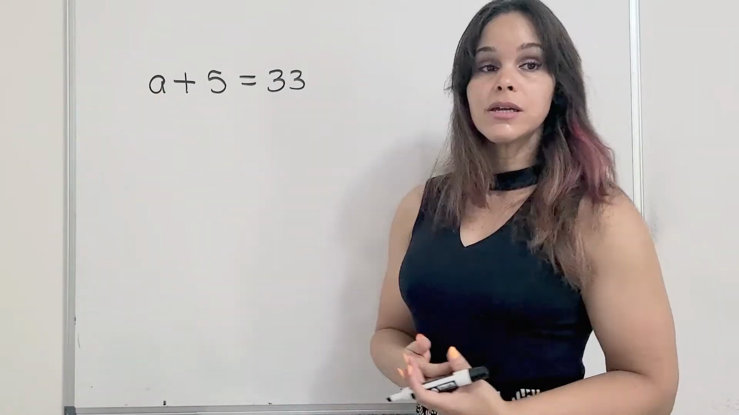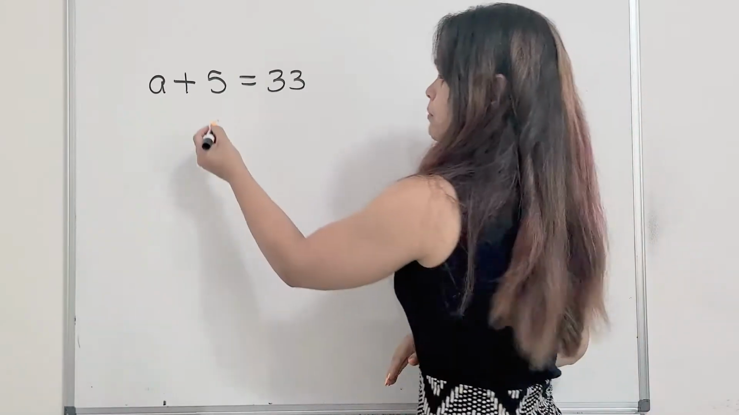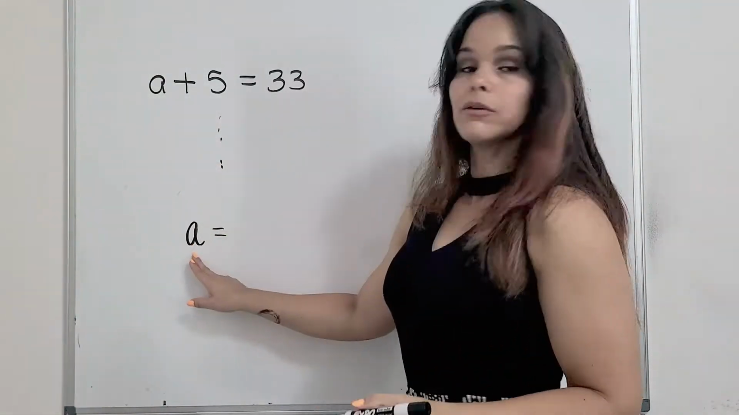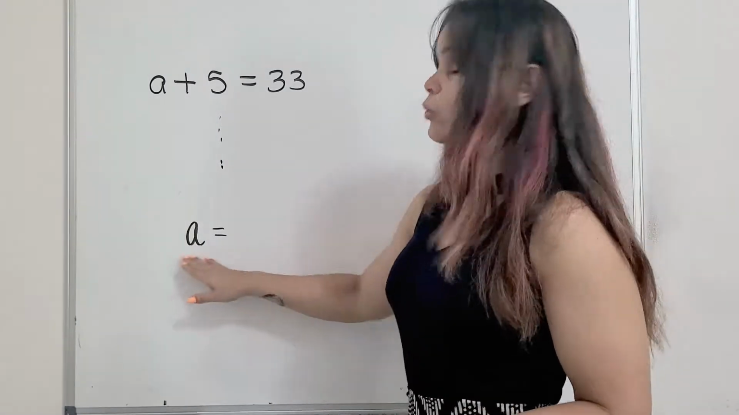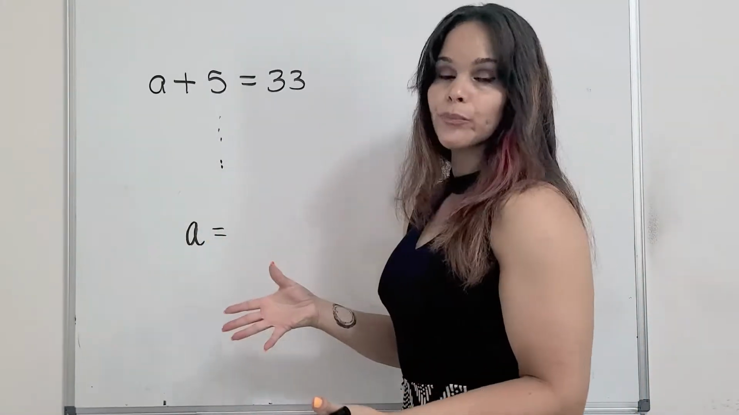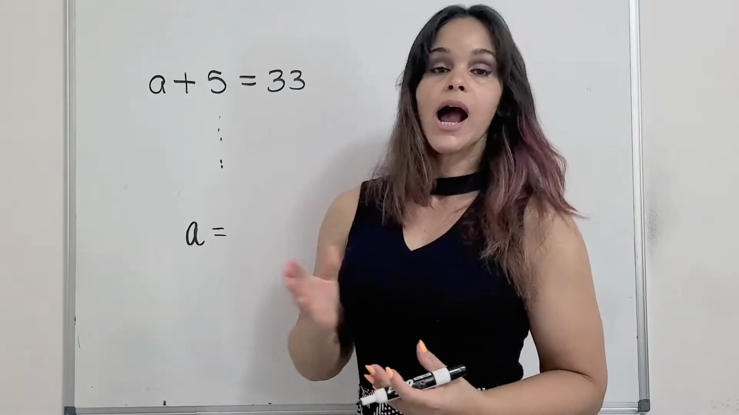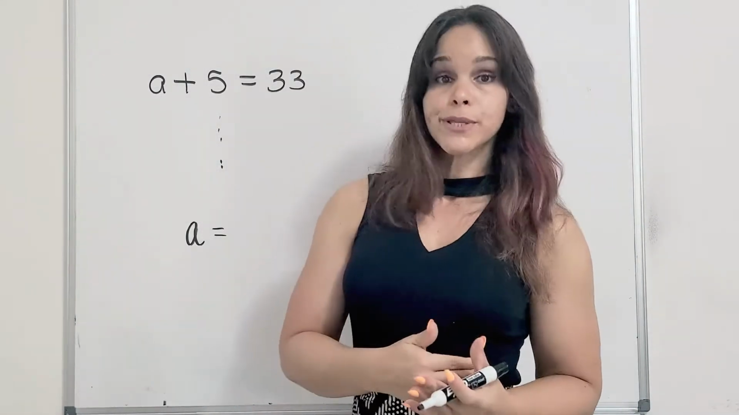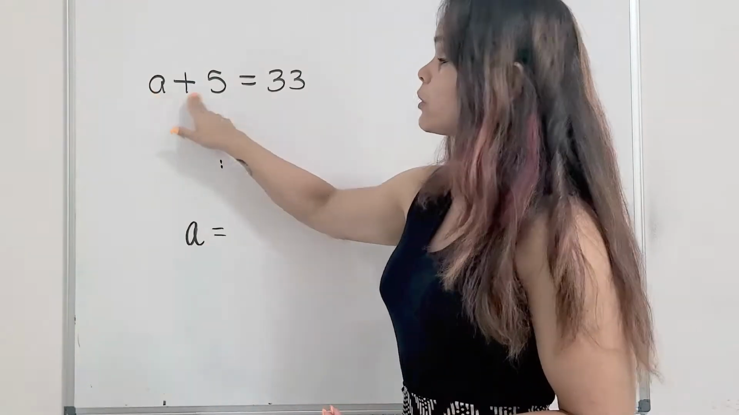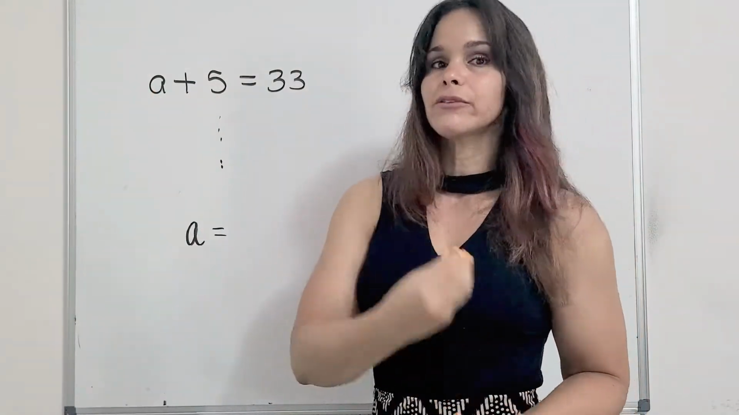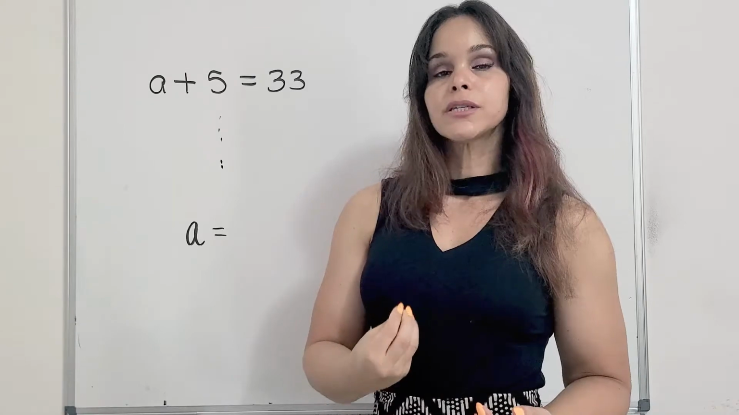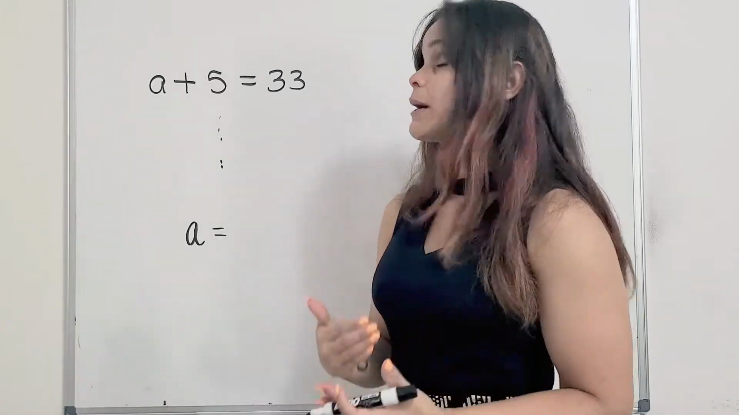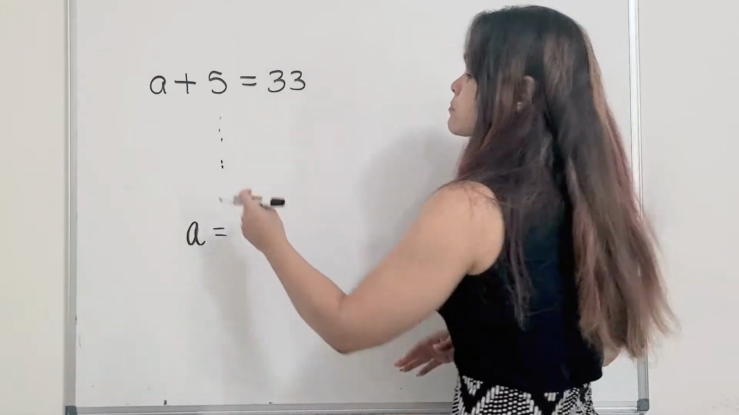Now the key here is to do a series of steps so we can manage to have the variable alone. Okay, so we have only a here equal to some value. So what do we do? We analyze every operation that we have with that variable and do the opposite. So we have here a plus 5, so it's being added 5. What's the opposite of adding 5? Exactly, subtracting 5. So I'm going to subtract 5.